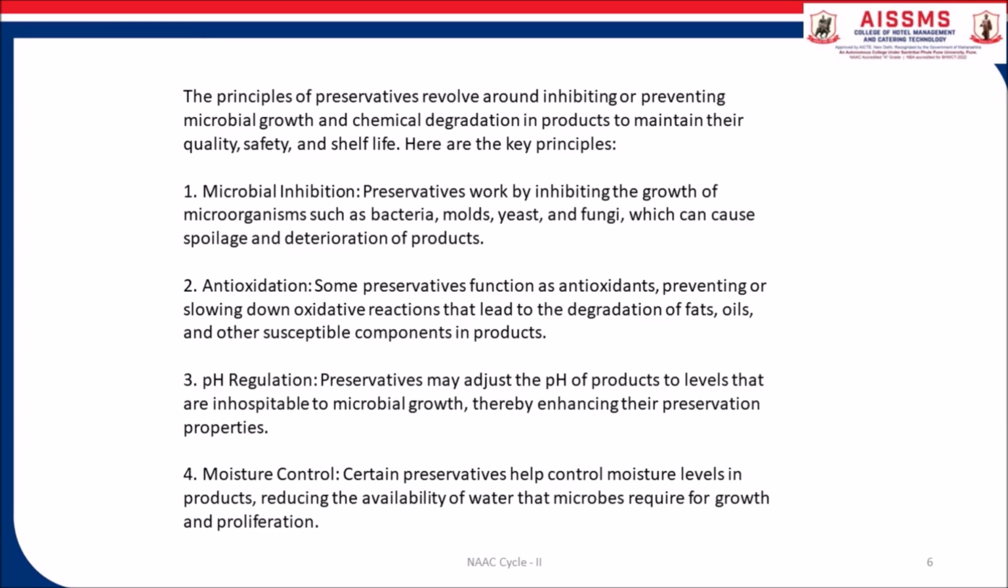The number four principle, dosage and regulation. Effective use of chemical preservatives requires careful consideration of dosage levels. Too little may not provide sufficient protection against spoilage, while an excessive amount can lead to undesirable effects or health concerns. Regulatory agencies have set limits and safety standards for the use of preservatives in food products.